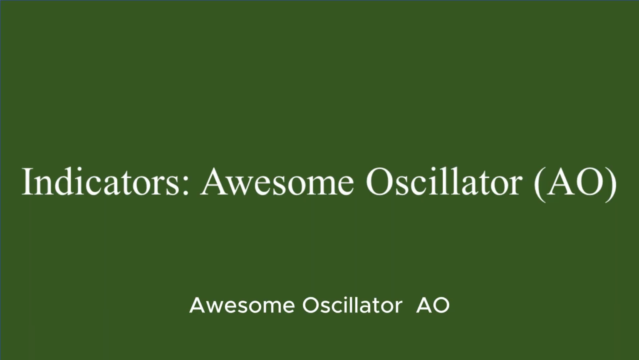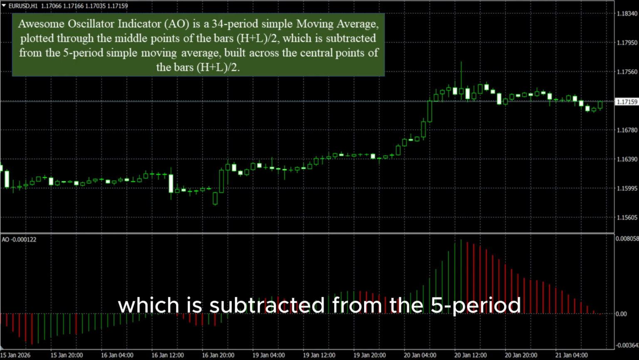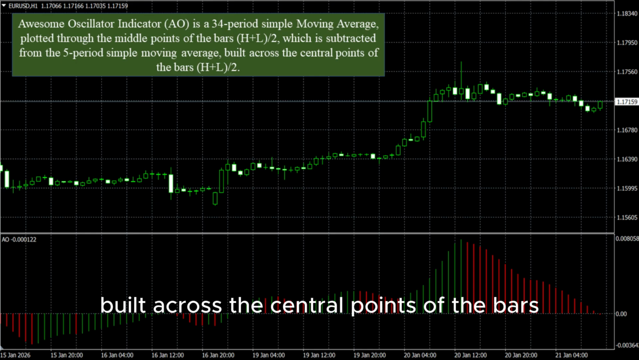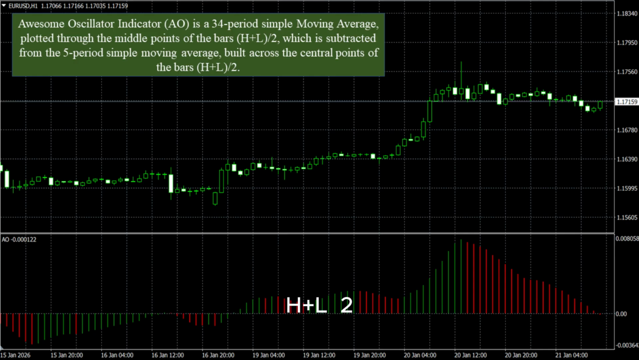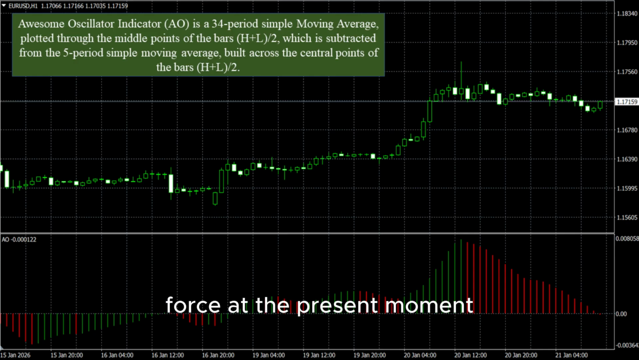Awesome Oscillator, AO, indicator for MetaTrader 4. Awesome Oscillator Indicator, AO, is a 34-period simple moving average plotted through the middle points of the bars, (H+L)/2, which is subtracted from the 5-period simple moving average built across the central points of the bars, (H+L)/2. It shows us quite clearly what's happening to the market driving force at the present moment.